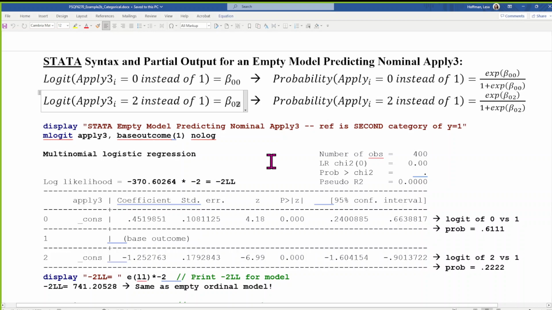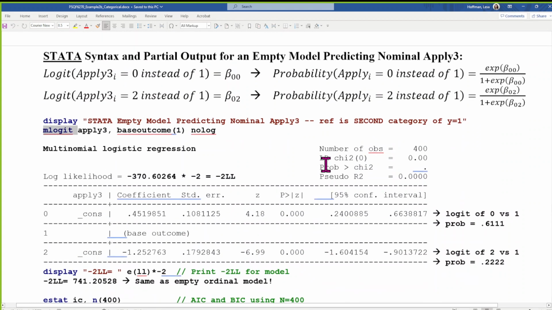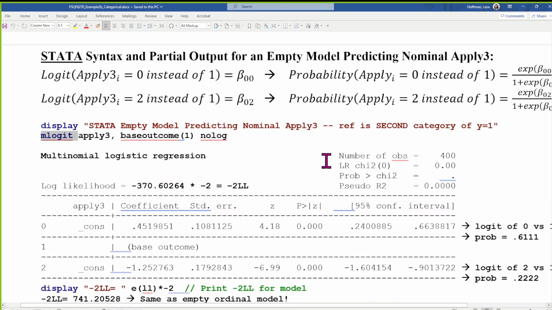So to do this in software, we're going to use mlogit in Stata, which is a built-in package. Don't need a special one for this. The option base outcome, can you guess what that does? Yeah, it says, which one would you like to be the reference? Well, I would like option 1 to be the reference because my options are coded 0, 1, 2.